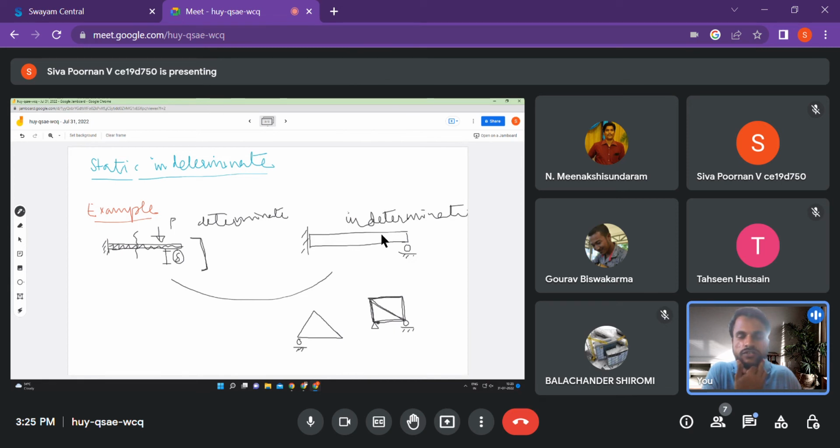Because we know Maxwell's rule, right? What is Maxwell's rule? Yeah. So yes, m plus r equal to 2j indicates static determinacy. By the way, we should say it indicates. It won't prove anything. It will just indicate whether something is statically determinate or not. Right? And how did we come up with that formula? Any idea on how we came up with that?